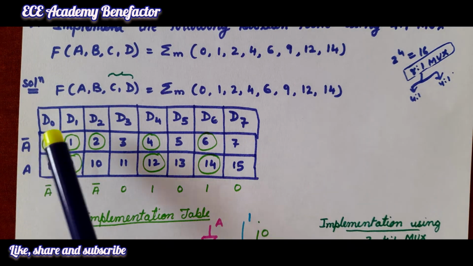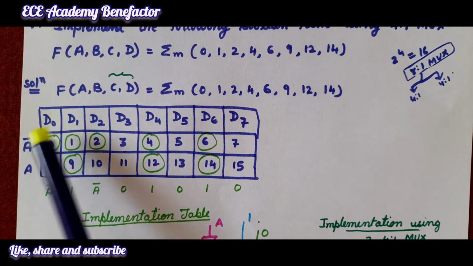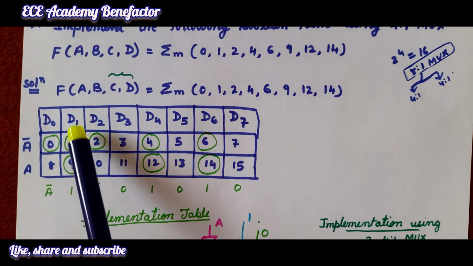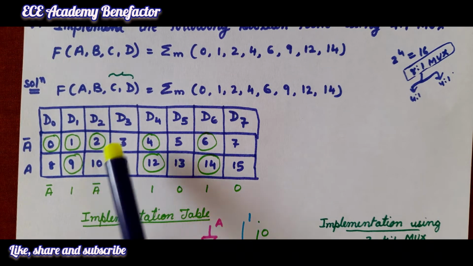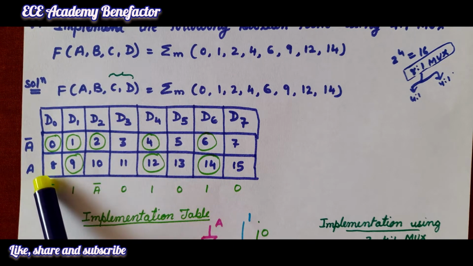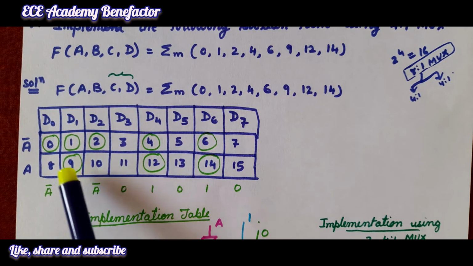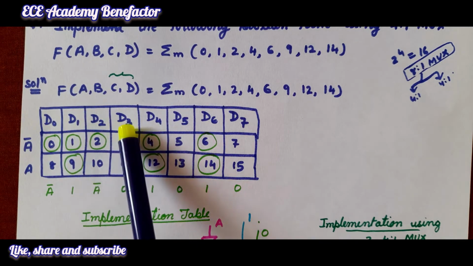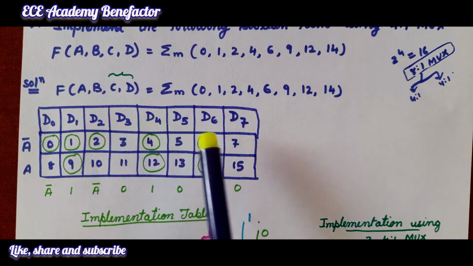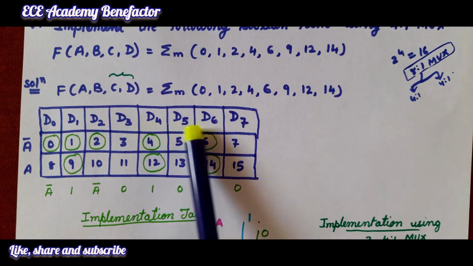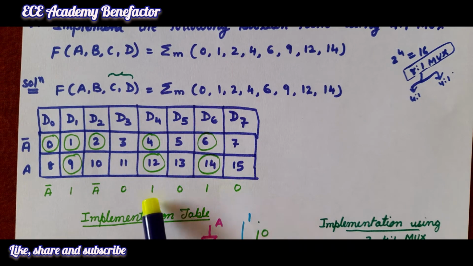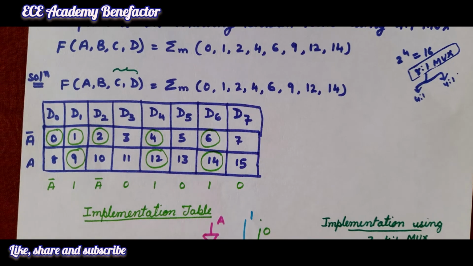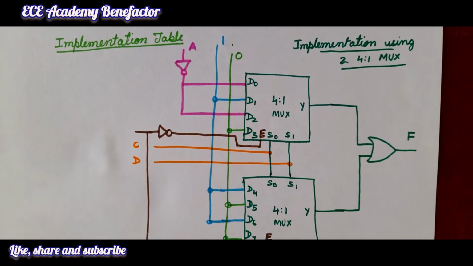So, what does it mean? The D0 input is to be connected to A bar, D1 is to be connected to 1, D2 is connected to A bar, D3 is 0. So, for 4:1 mux, we will take the inputs D0 to D3. For another 4:1 mux, we will take the inputs from D4 to D7 and connect their inputs in this way. D4, D5, D6, D7 are connected to 1, 0, 1, 0. Let us see the implementation using 4:1 mux.